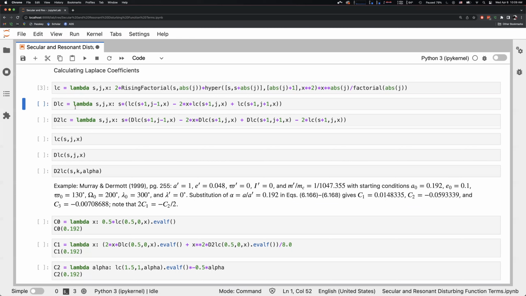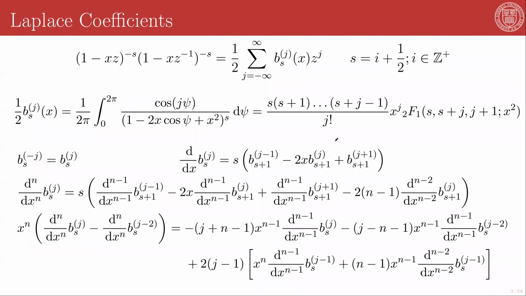We can similarly define the first derivative of the lambda coefficient, and it will be s times the lambda coefficient of s plus 1, j minus 1, x, minus twice x the lambda coefficient of s plus 1, j, and x, plus the lambda coefficient of s plus 1, j plus 1, and x. This is exactly this expression here.